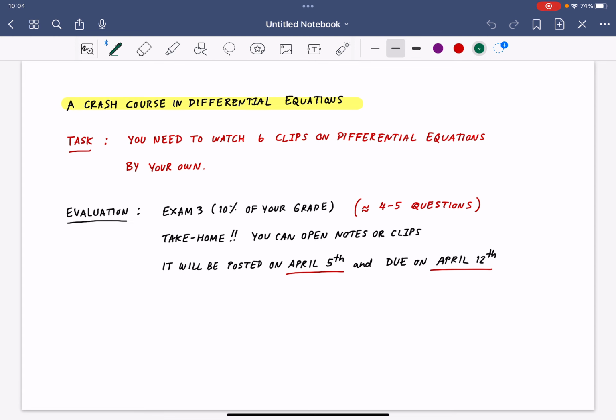Okay, hello everyone. So we're going to start the content after midterm by looking at differential equations. And today is the class where we talk about how to solve differential equations.